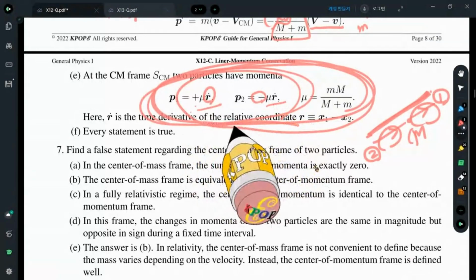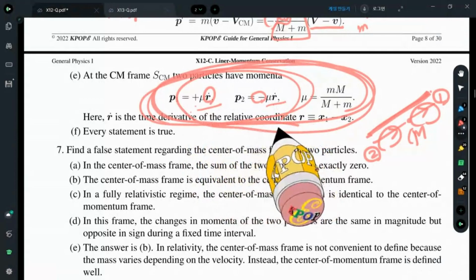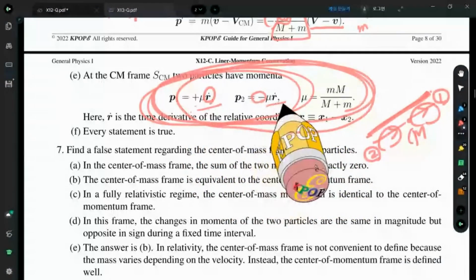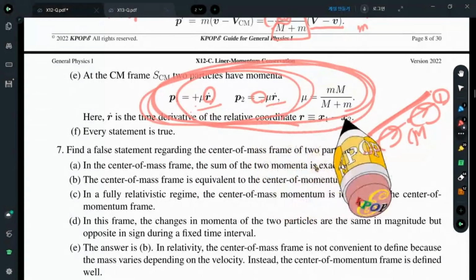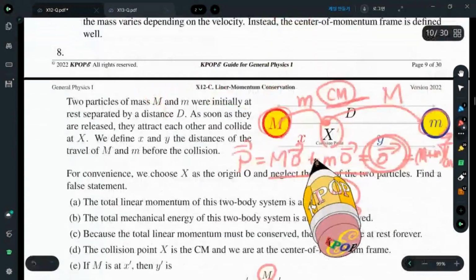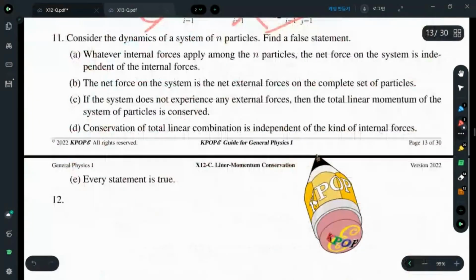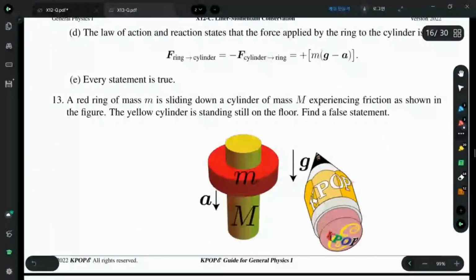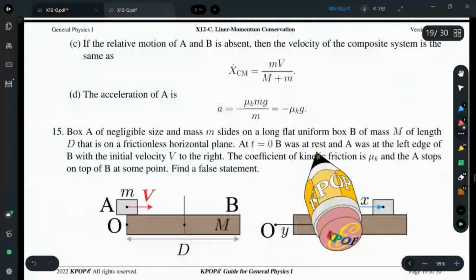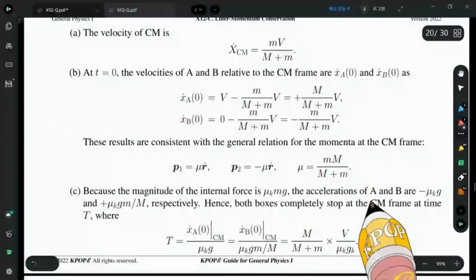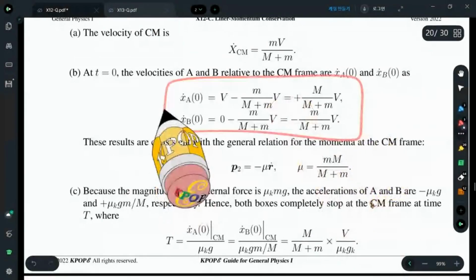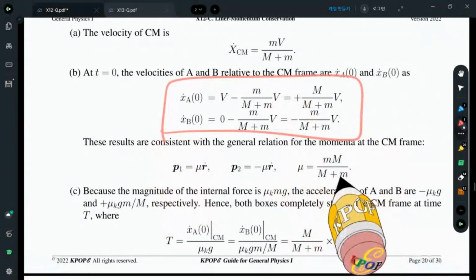And this r dot is called the relative velocity. The r dot is the time derivative of the relative coordinate. This is the relative velocity of the two particles. So that method is applied to solve the problem. Let me tell you this one. You are familiar with this.